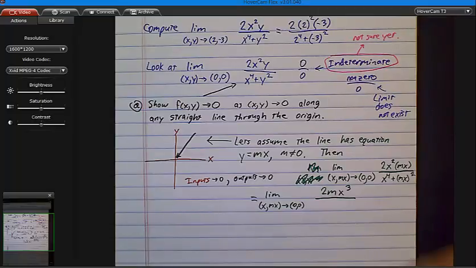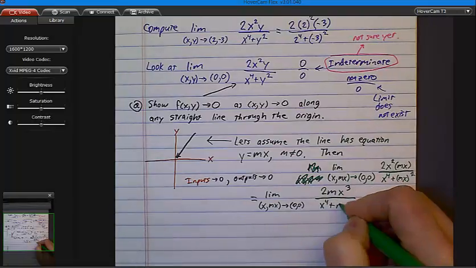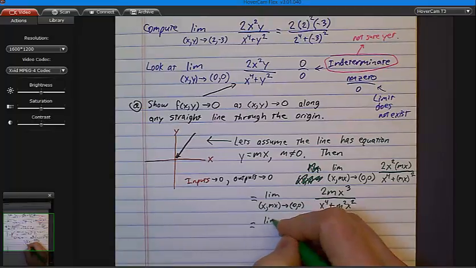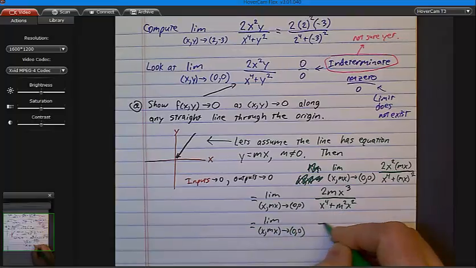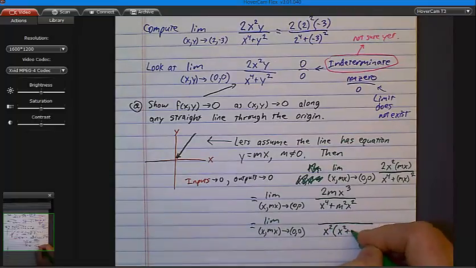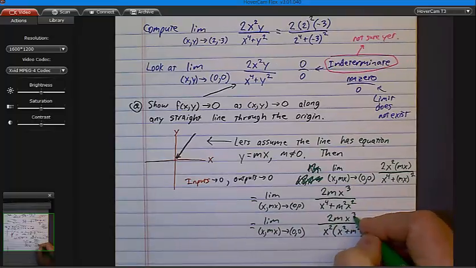over x to the 4th plus m squared x squared. This okay? Can I do anything now? Yeah, we have to factor before we cancel, but you're right. We can cancel. It's just like we did for that other problem. I'm going to factor out an x squared here, and I'm left with x squared plus m squared. And here, I guess I have 2mx cubed.